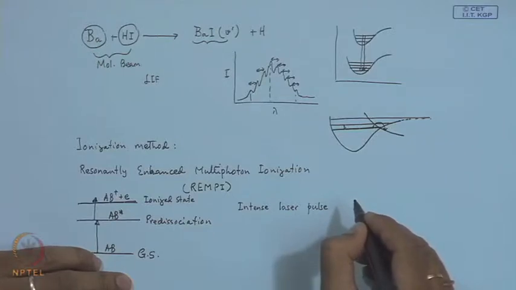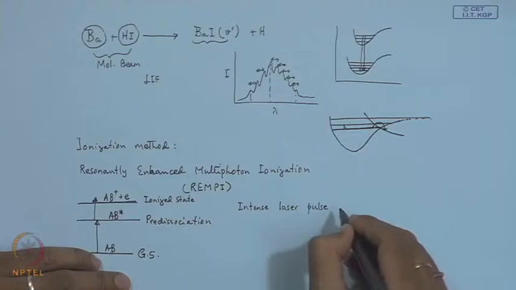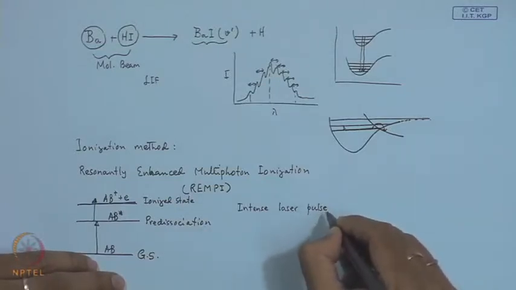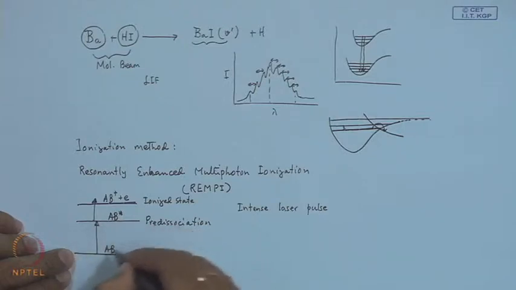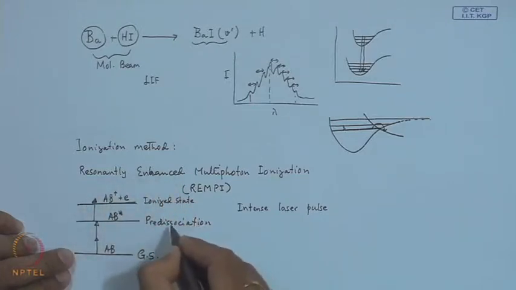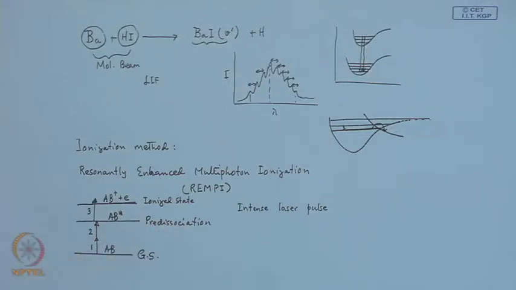This intense laser pulse will provide the photons that take you to the ionized state. In some cases, the pre-dissociation level is at such a height that one photon may not be sufficient, so you may need two photons. It is a biphotonic absorption to the pre-dissociation state, and when that state is reached, because of your intense laser pulse, a third photon puts the system into the ionized state. So this is the first photon, this is the second, and this is the third.